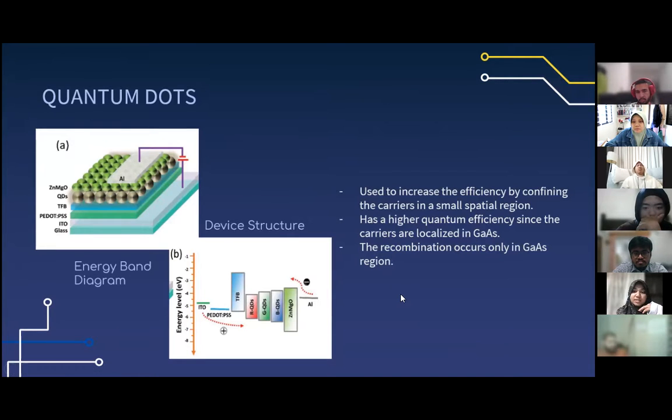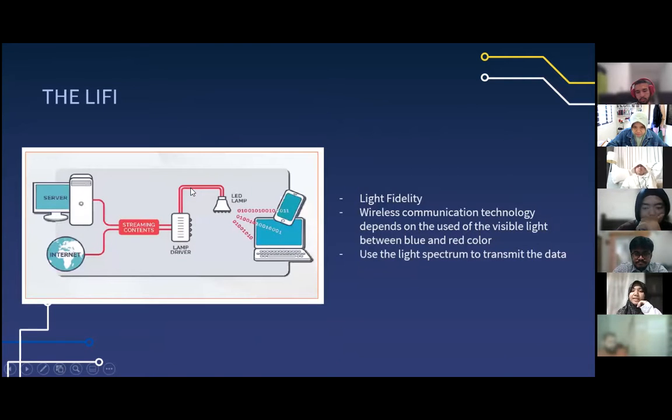So quantum dots are actually mostly used in TV and Li-Fi. Next is Li-Fi, light fidelity. So Li-Fi is a wireless communication technology that depends on the use of visible light between blue and red color. It uses the light spectrum to transmit data.